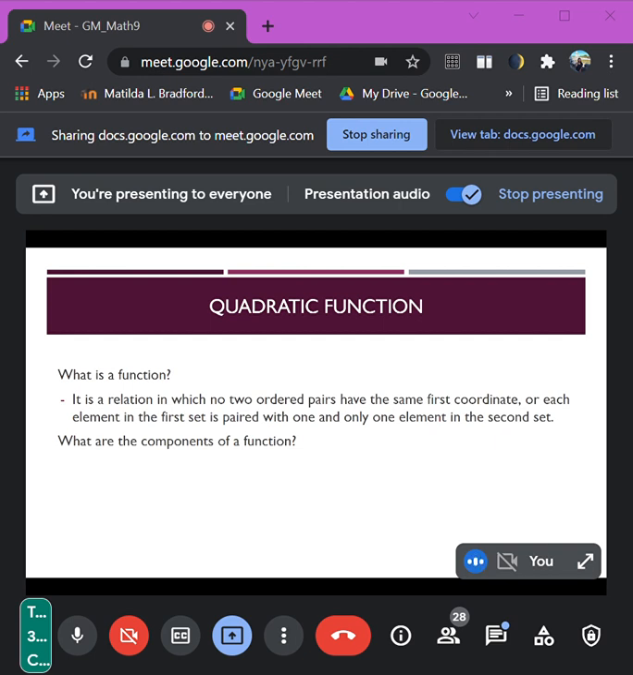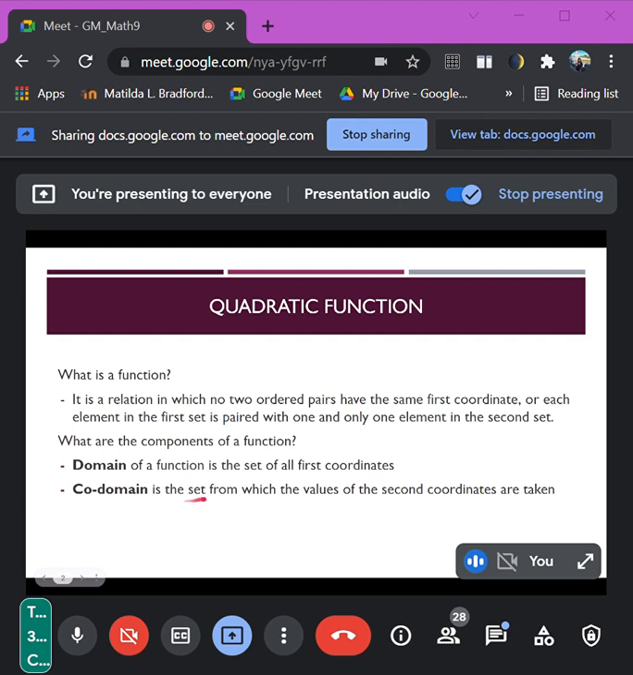Okay? So what are the components of a function? So we have here the domain. The domain of a function is the set of all first coordinates. And then we have here the codomain. It is the set from which the values of the second coordinates are taken. And the last one is our range. It is the actual set of all second coordinates. So these are the components of our function. We will look at this later in class. So where do we see a function, teacher?